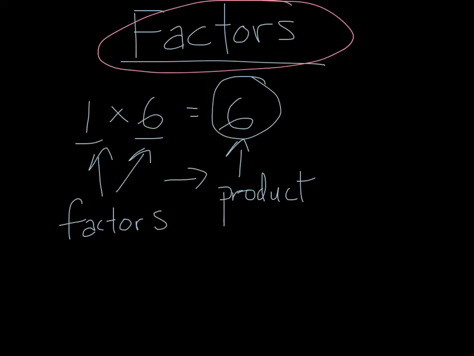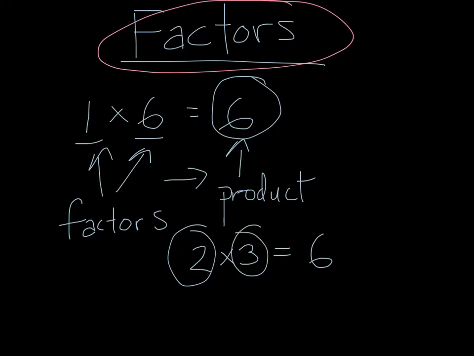So my next question is, are there any other factors of 6? Think about that. Pause the video. See if you can think whether or not there are any more factors of 6, and then unpause to find out the answer. Okay, hopefully you came up with 2 and 3. Because when you multiply 2 times 3, you also get a product of 6. So 2 and 3 are also factors of 6.